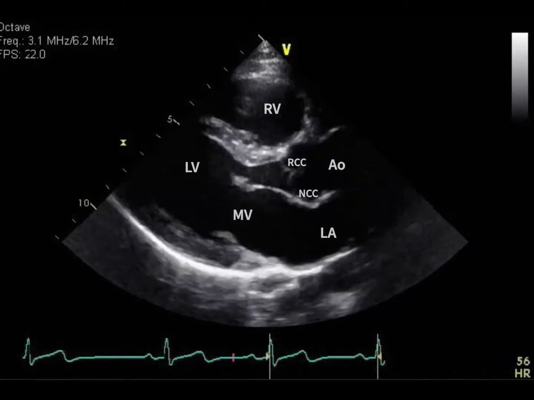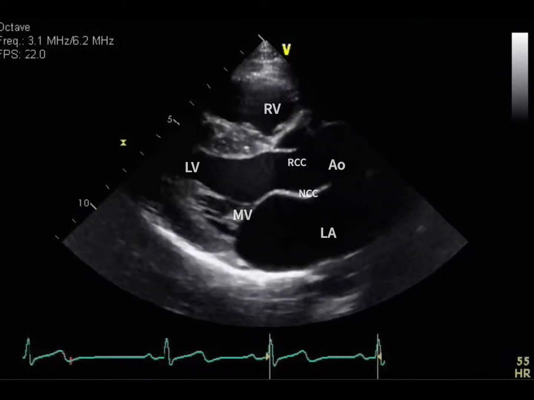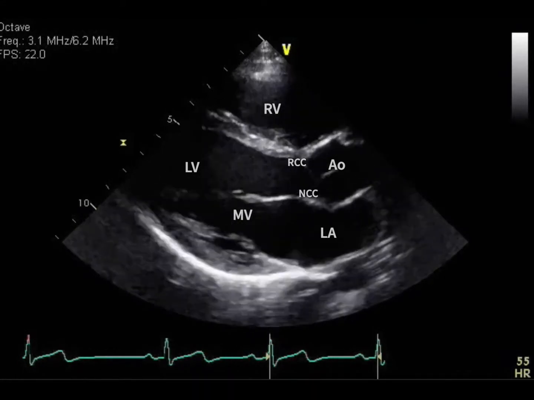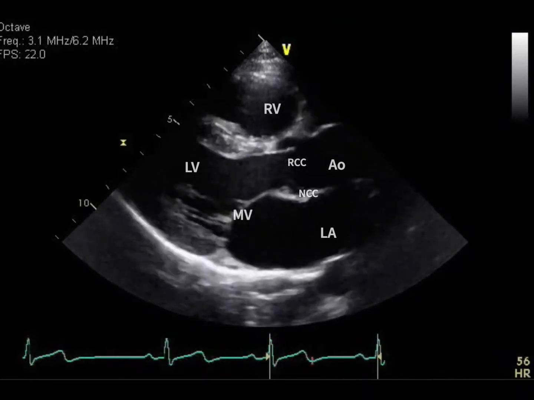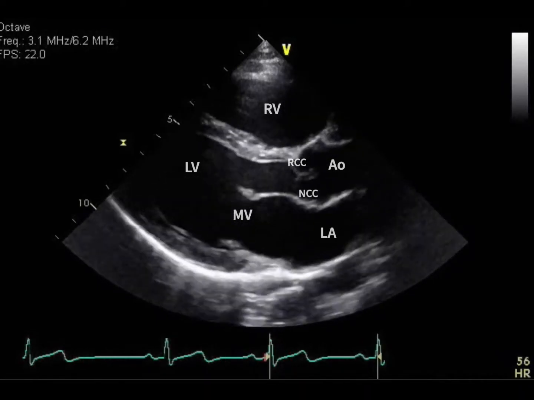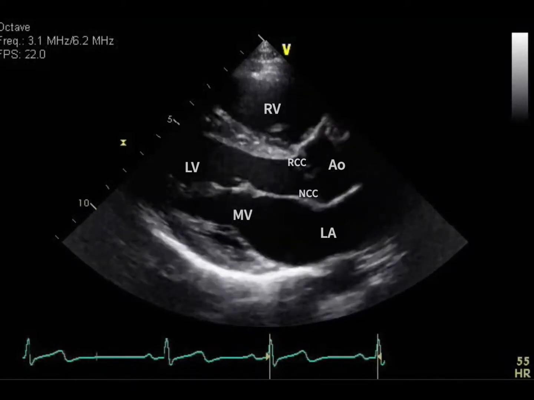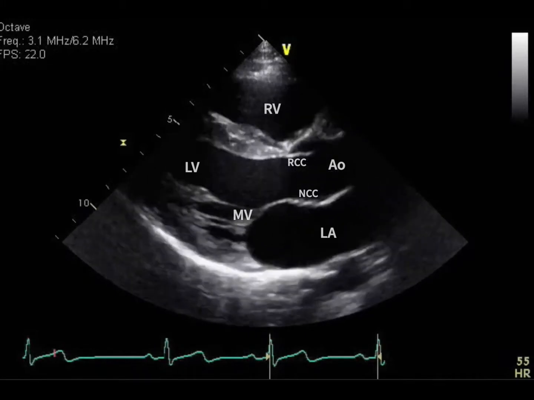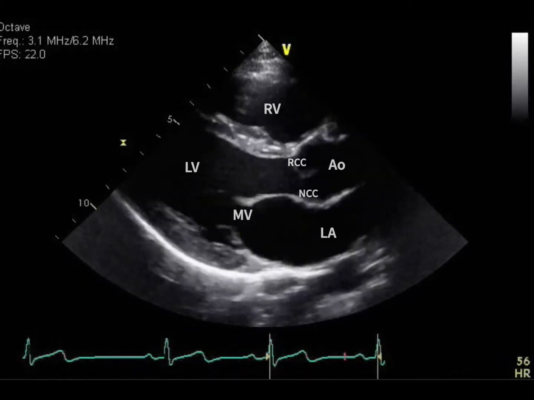A number of pathologies can be found on this view with interrogation. A few pathologies you should look for are subaortic membranes, mitral valve dysfunction, ventricular septal defects, aortic valve disease including root dilation. You can see pericardial effusions. You can also see conotruncal abnormalities such as truncus arteriosus and d-transposition of the great arteries.